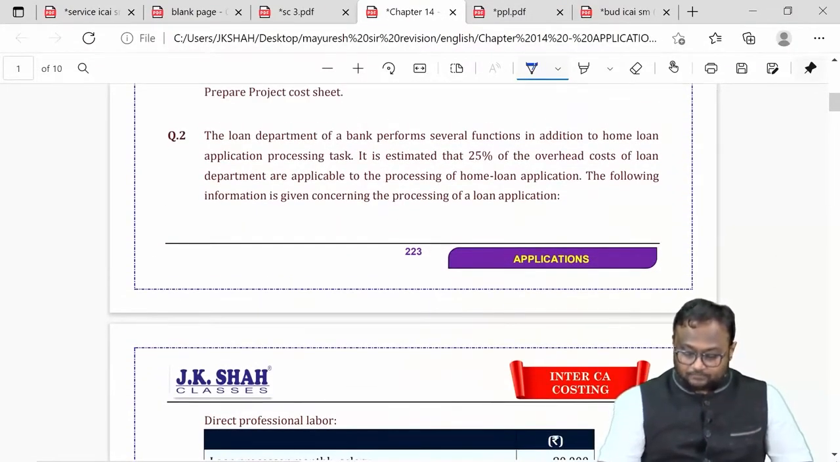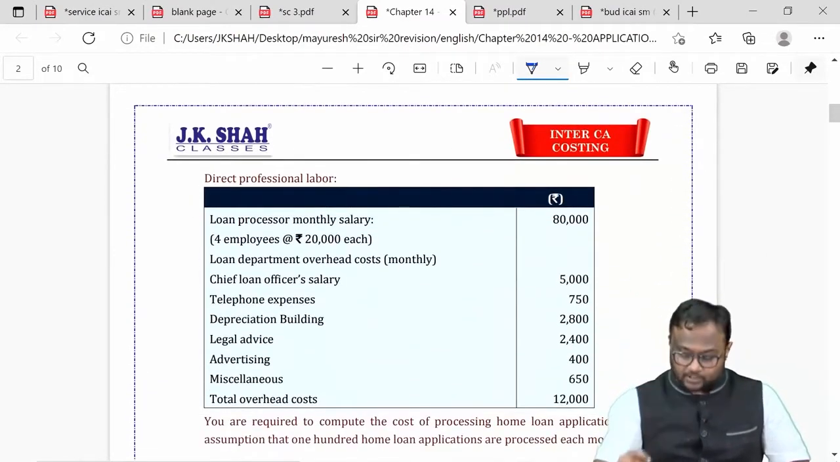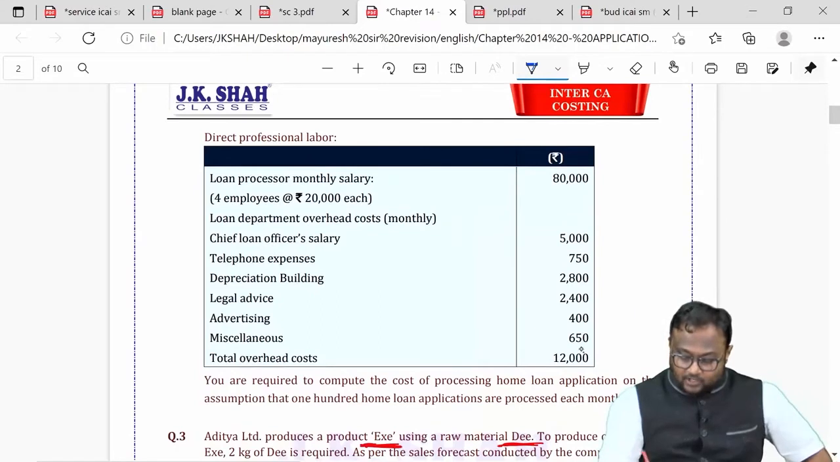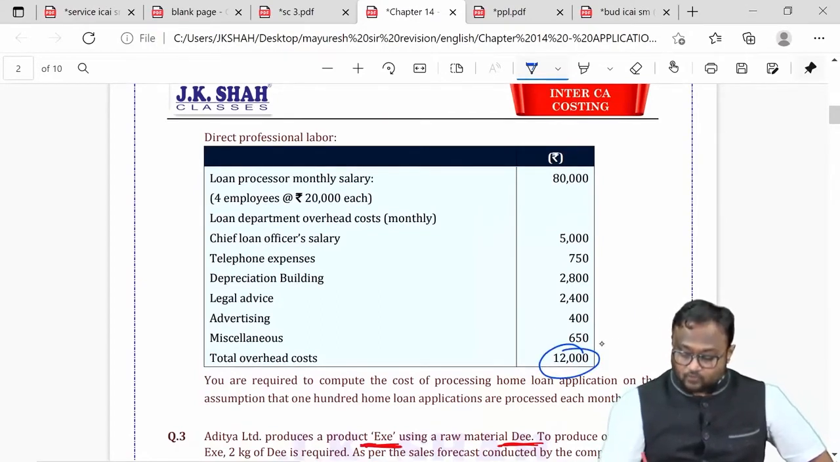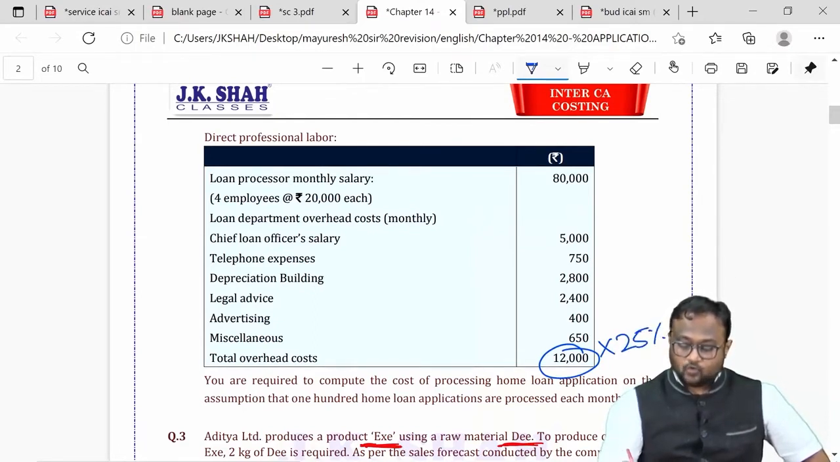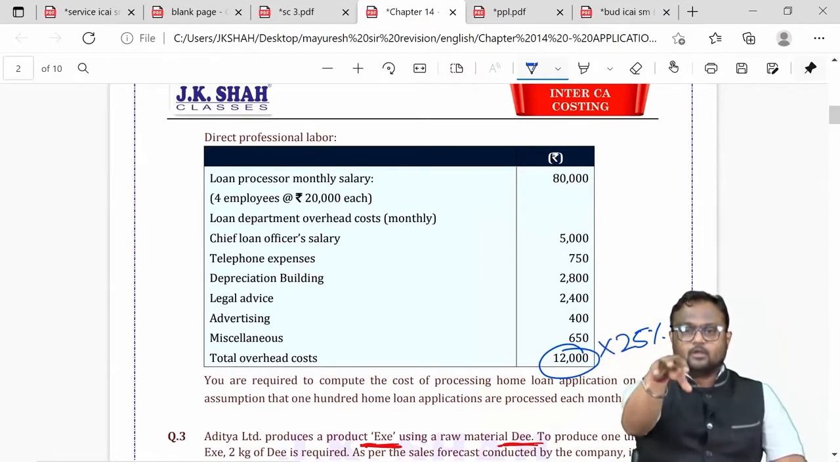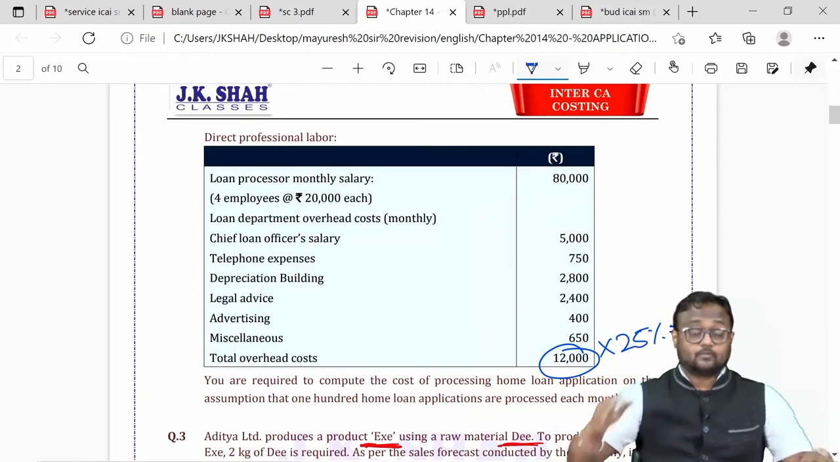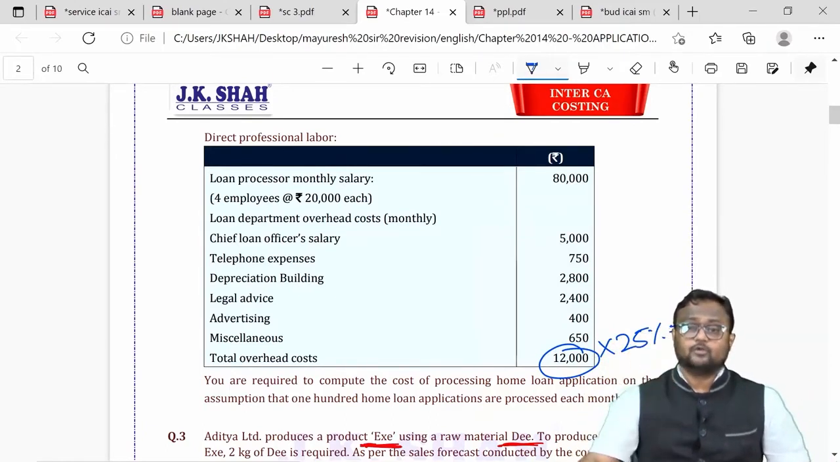saying that we were supposed to calculate cost of processing one application. We had 12,000 as total overheads, and we were supposed to take 25% of it as overhead to be charged to home loan. See, there is a loan department, which may have home loan, car loan, loan against property, education loan. Suppose 4 loan products the bank is running or the company is running.